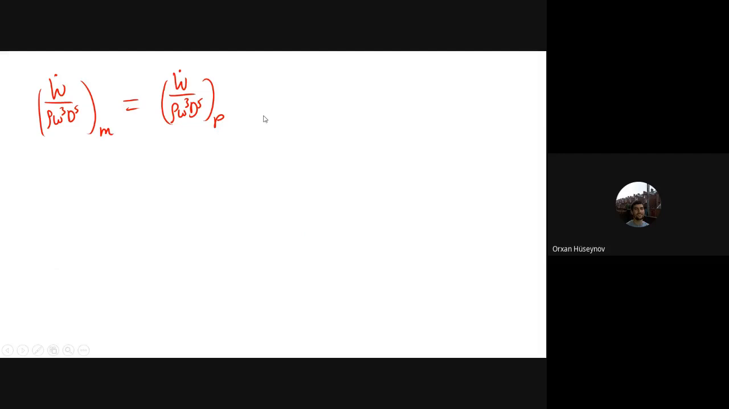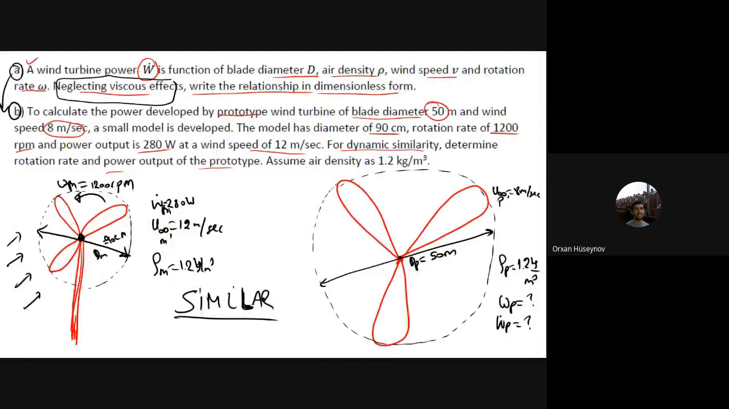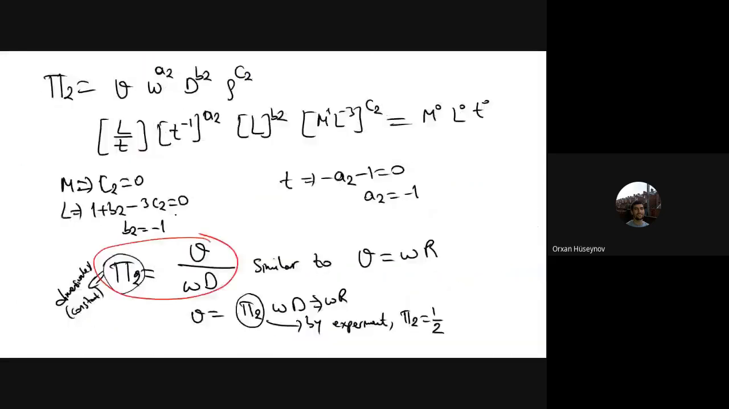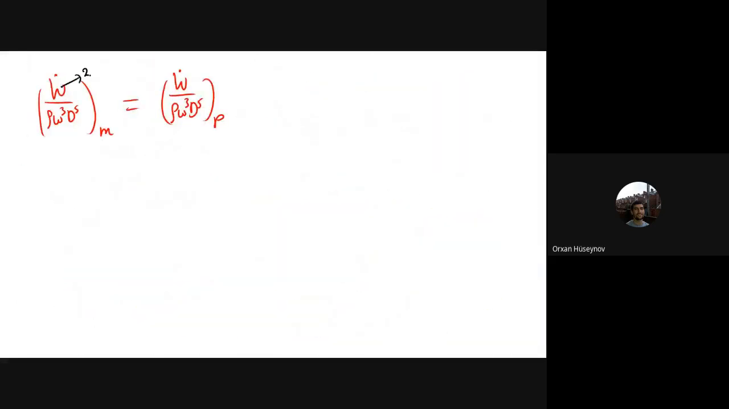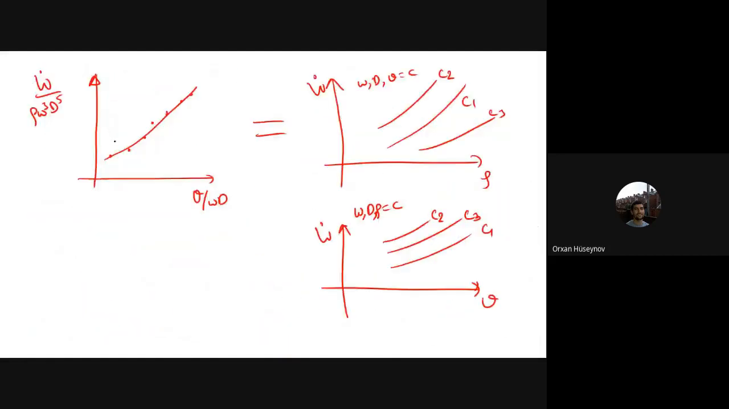Now let's write the values that are given in the question. The question says that work dot for the model is 280 watts, and for the prototype it is unknown. The density is the same for both; you can take 1.2. And omega for the model is 1200 RPM, but for the prototype it is also unknown.